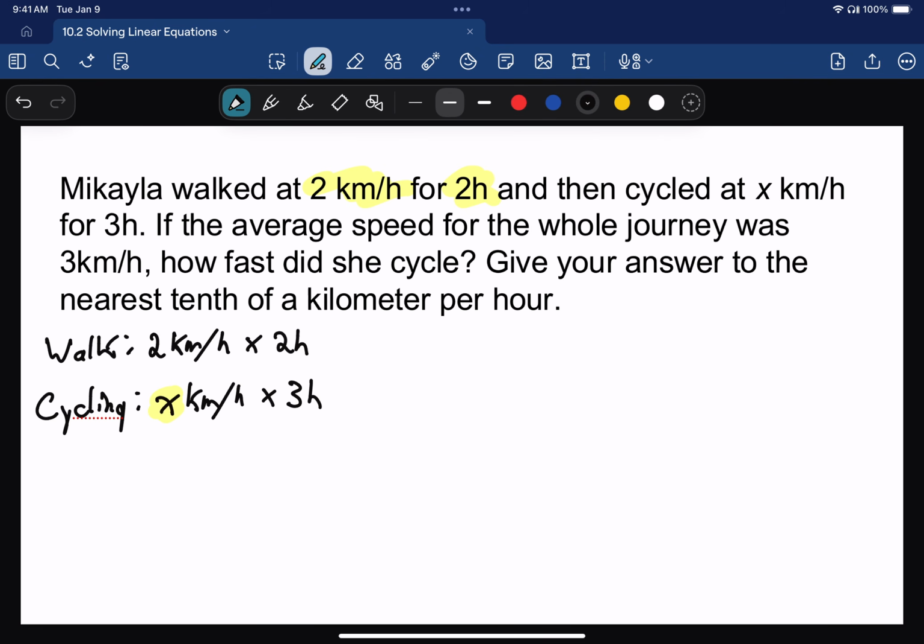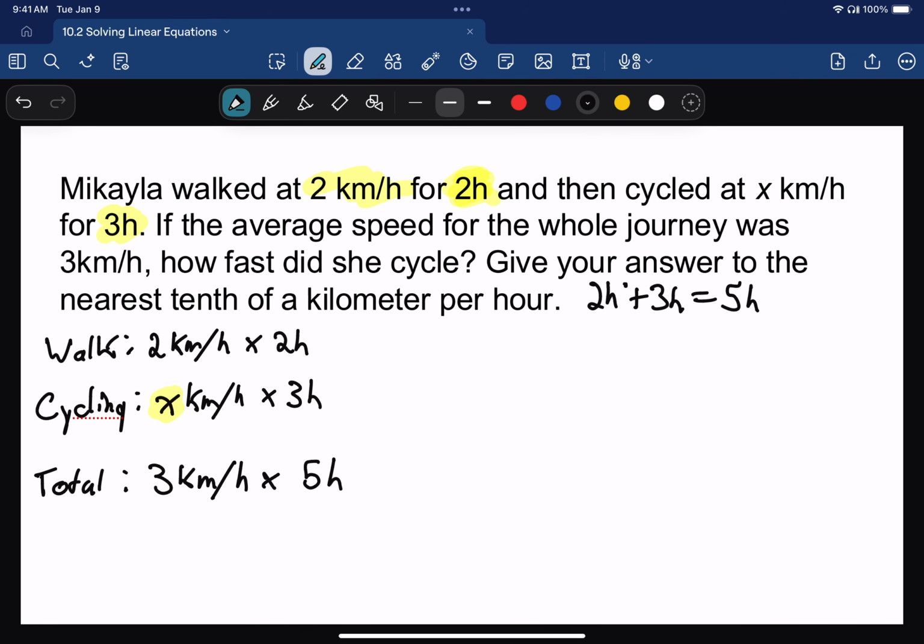Okay, and then for the total journey, her average speed was 3. So I'll just say her total speed was 3 kilometers an hour. And her total journey was how long? Well, it was 2 hours plus 3 hours, because she was biking for 3 hours and she was walking for 2. So 2 plus 3 is 5 hours for our total journey.